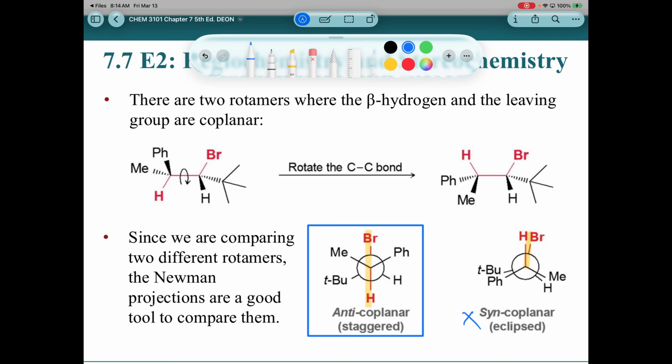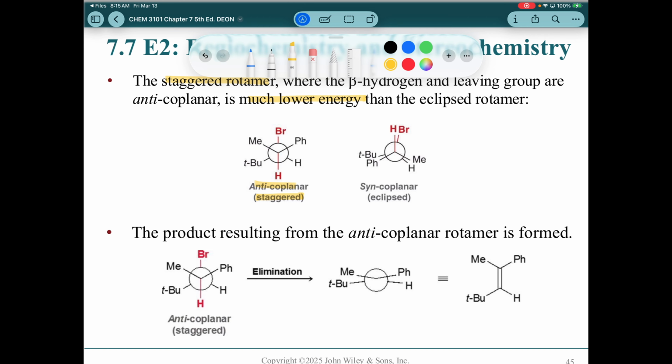So staggered rotamer, this one is much lower energy. The eclipsed one doesn't even happen. So, again, you're always going to seek to draw it like this. So the proton and the leaving group are all in the same plane, and then you're going to say, well, if I think about my carbon in the front, I'll highlight it in blue, okay? What about this carbon here?